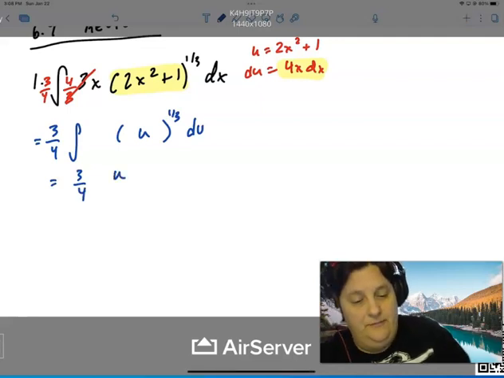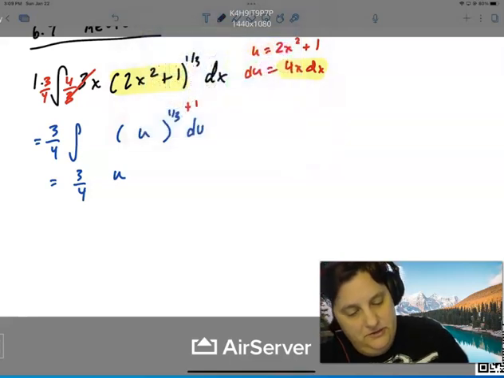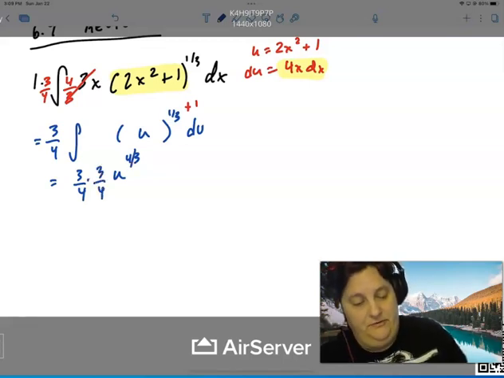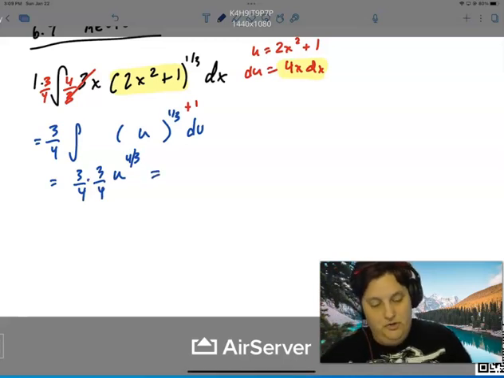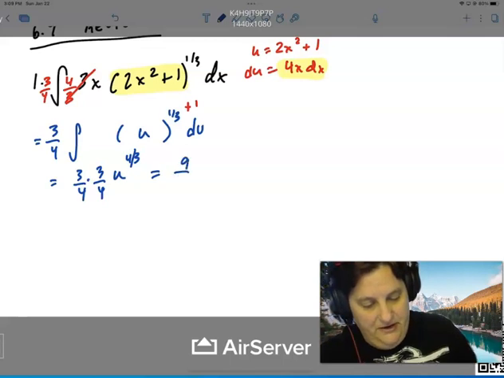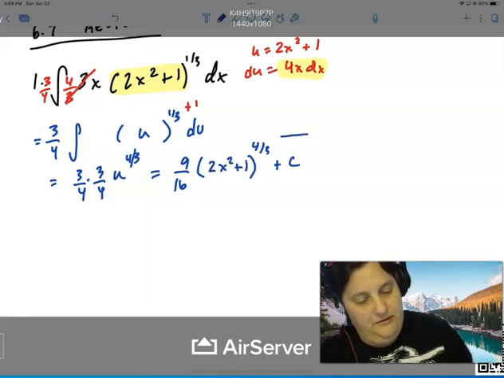When I do an integral, I'm adding 1. So I get 1/3 plus 1 would be u to the 4/3 divided by 4/3. And when I'm dividing by 4/3, I'm multiplying by another 3/4. Okay? So my final answer here, if I multiply these straight across, is going to be 9/16 u to the 4/3 plus c. And I'll just go ahead and put u back in there. Okay.